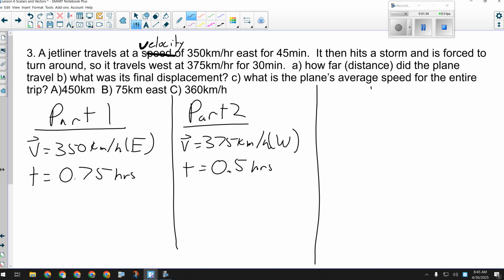Okay, now it wants the total displacement. So what I'm going to do here is I'm just going to put totals and averages as my last column here, because this is where I need to calculate things. Okay, they want the total displacement. Let's do that first. Do I have the displacement for any of the parts of this trip? But can I find them?